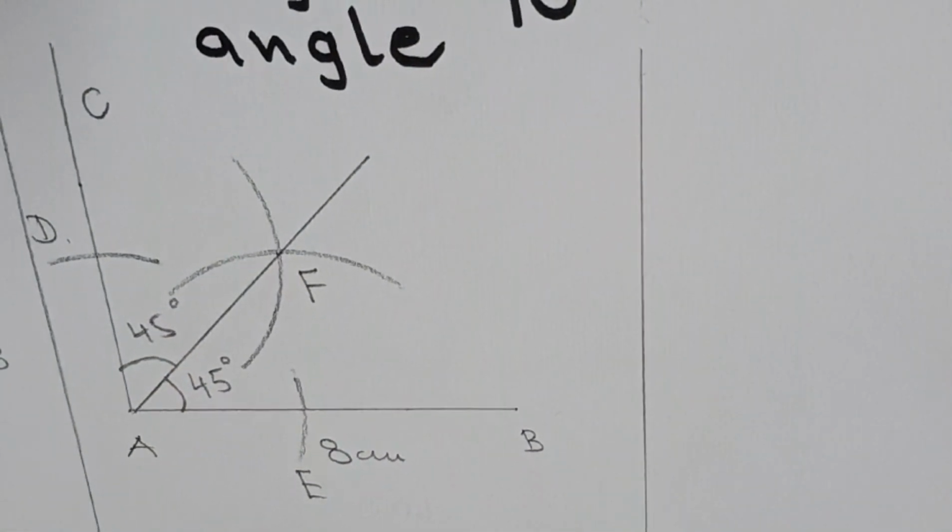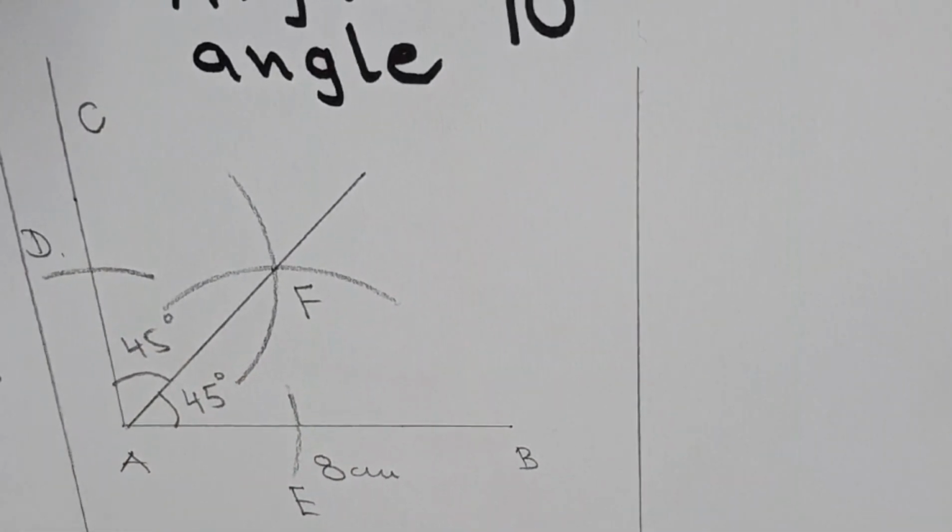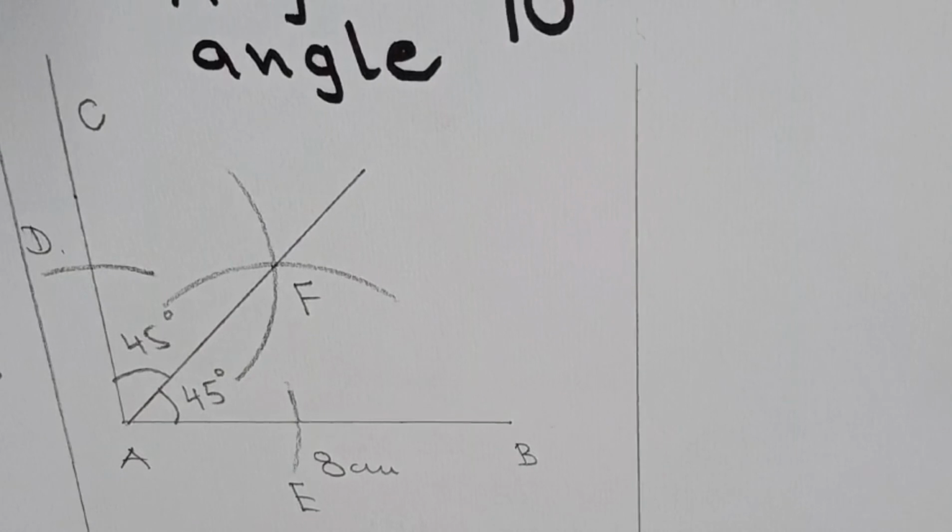So we have drawn this from our right hand side. Okay students, so this is your angle bisector of 90 degrees from the right hand side.